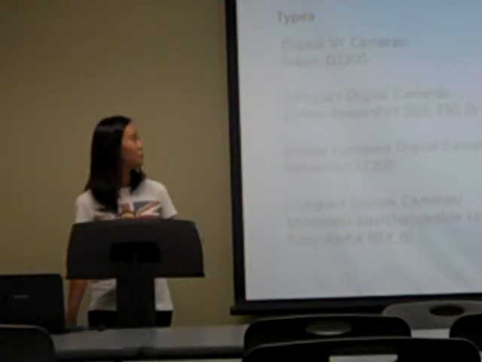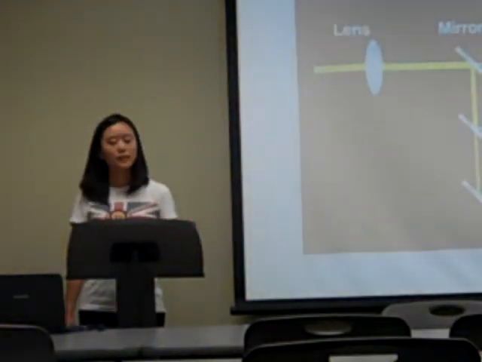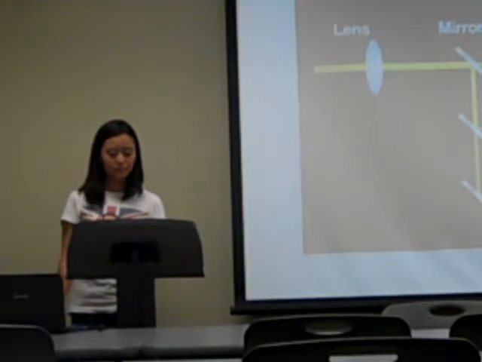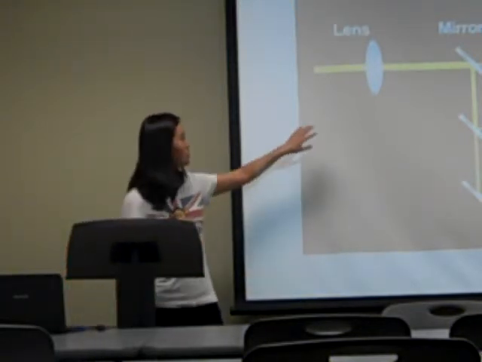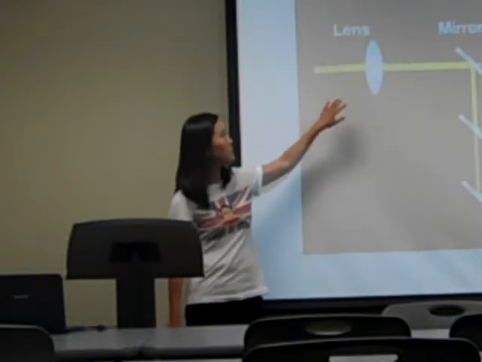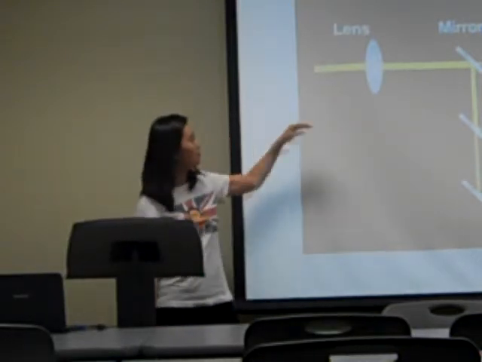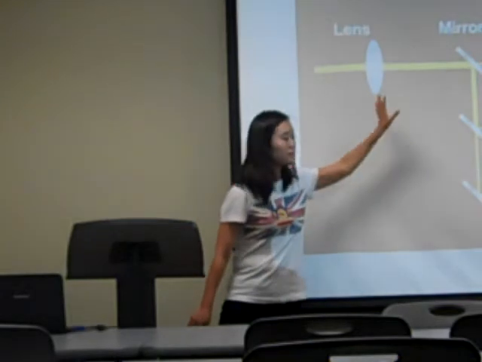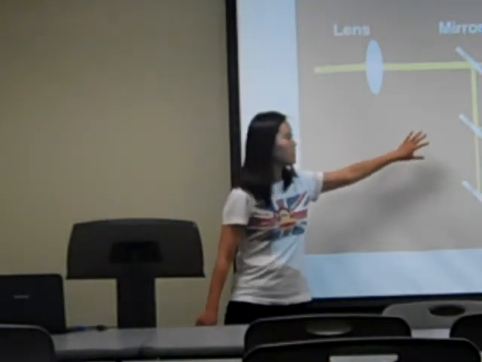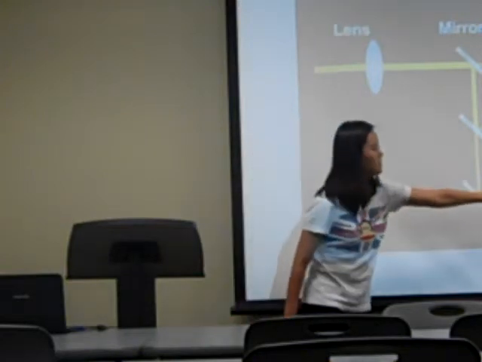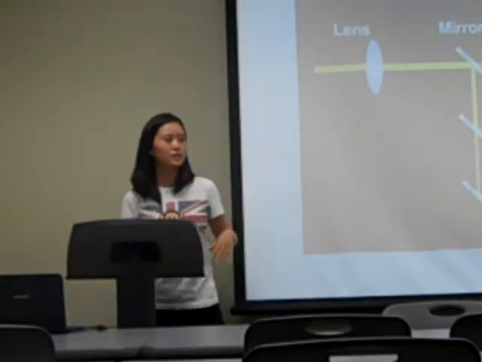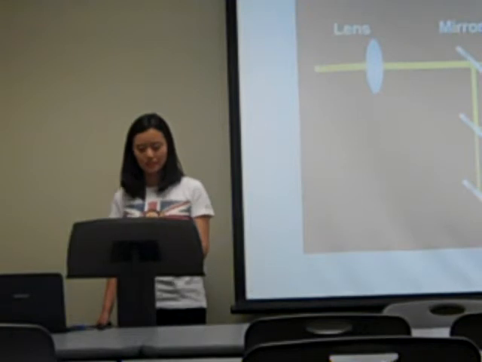And let's talk about how it works. First, the light enters the camera through the lens, and the different lights become different electric signals, and the CCD will save the digital signals.